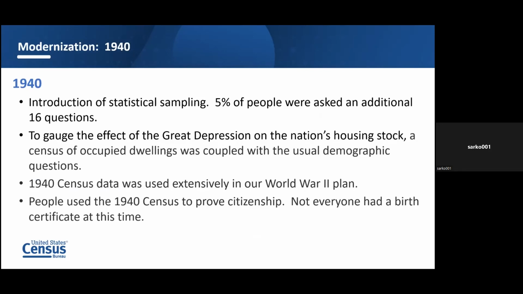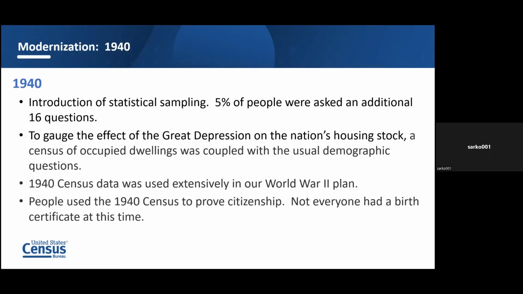The 1940 census introduced statistical sampling, where 5% of the population was asked an additional 16 questions. This was the start of the long form of the census. About 1 in 6 households received the long form.